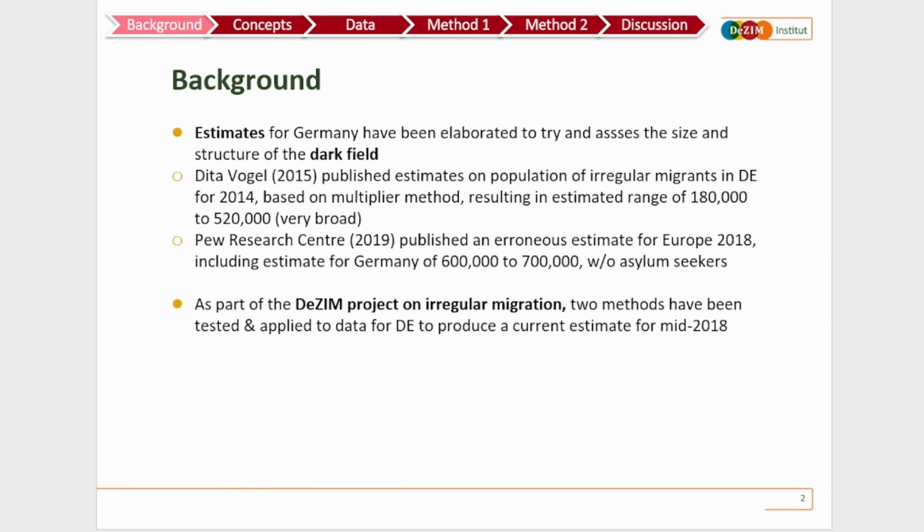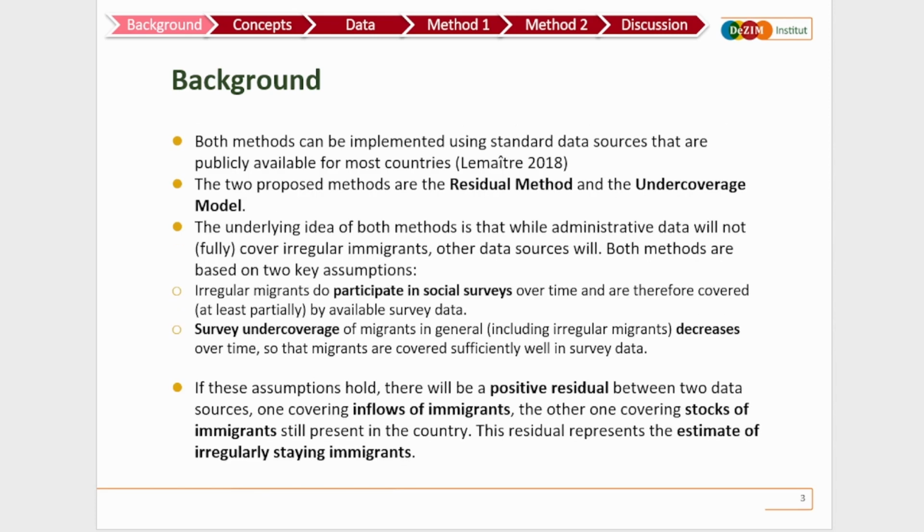Actually, Lemaitre suggests two separate estimation methods and formulas. I'm only presenting the first one here, because presenting both would have taken maybe 40 minutes, not 20. So this is going to be the residual model. The advantage of both methods, but also of the residual model, is that it can be applied with available data without any need for additional surveys or additional sources. And it relies on two main assumptions that I've spelled out here.